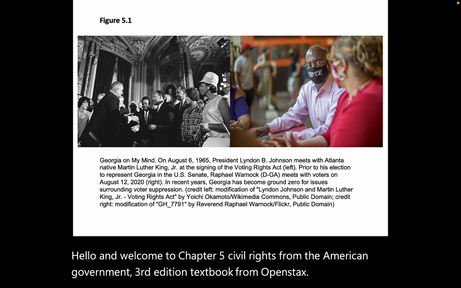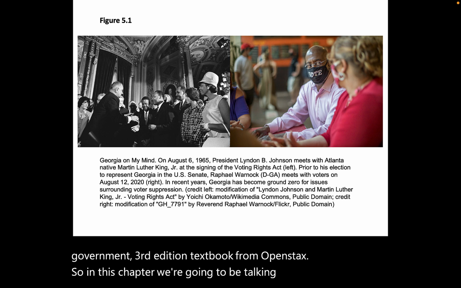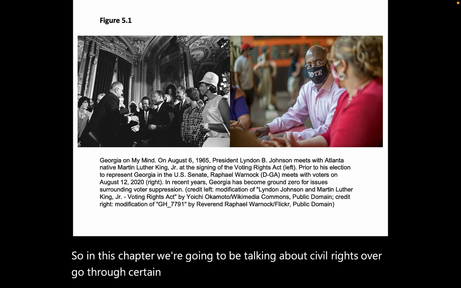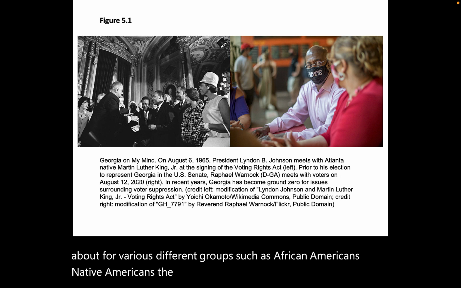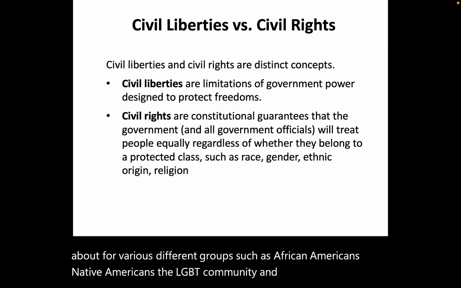So in this chapter, we're going to be talking about civil rights. We'll go through certain parts of how, in this country, civil rights came about for various different groups, such as African Americans, Native Americans, the LGBT community, women, and other groups.